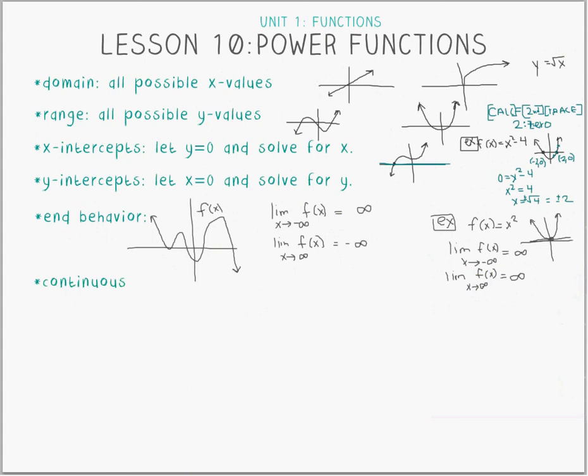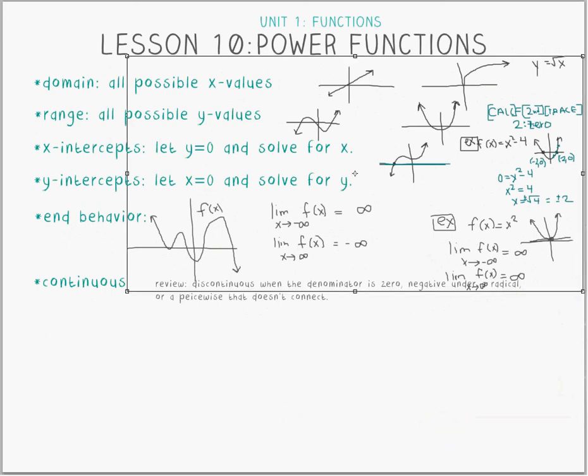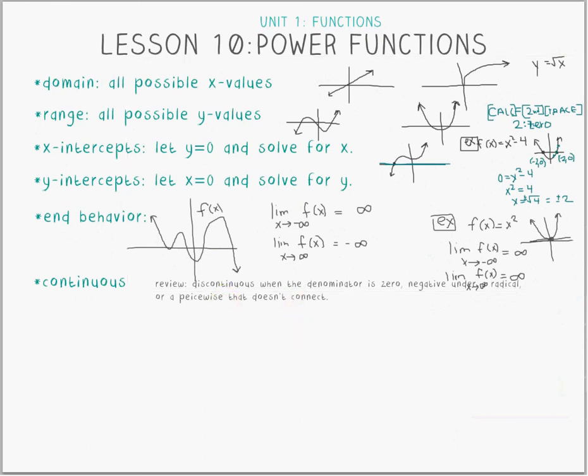Okay, and then we also want to know when it's continuous, and just a reminder, what are some things that make it not continuous? If it has a denominator that can equal 0, then that would be somewhere where it is not continuous. If it has a negative under a radical. We've decided that you cannot take the square root of a negative number.